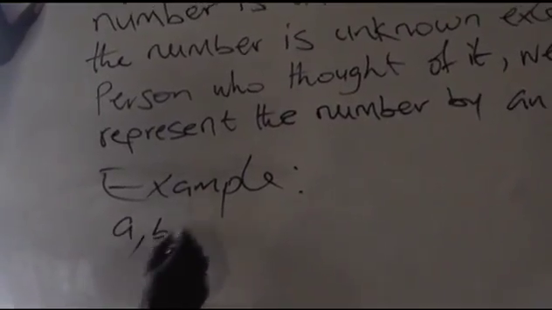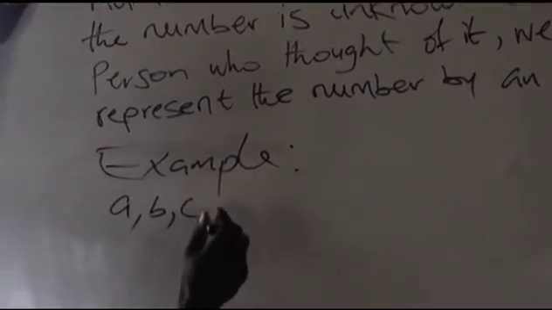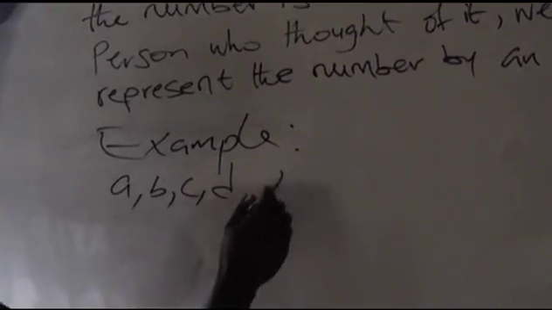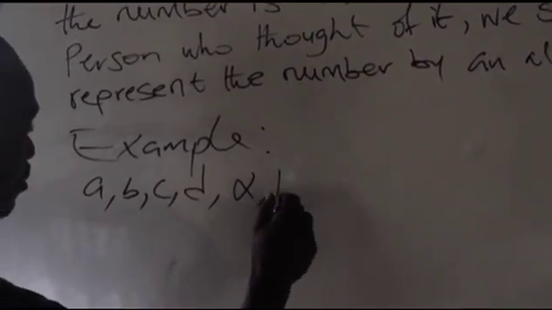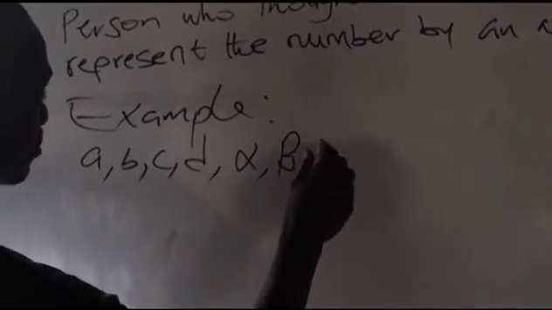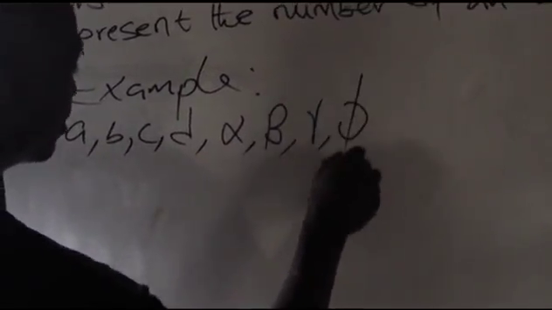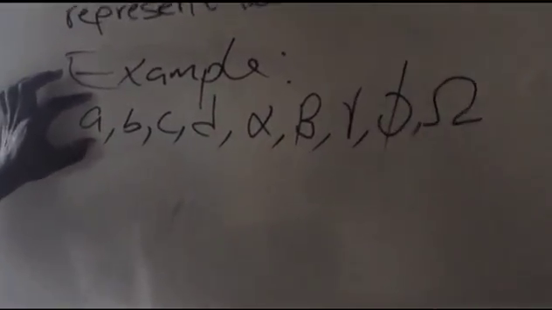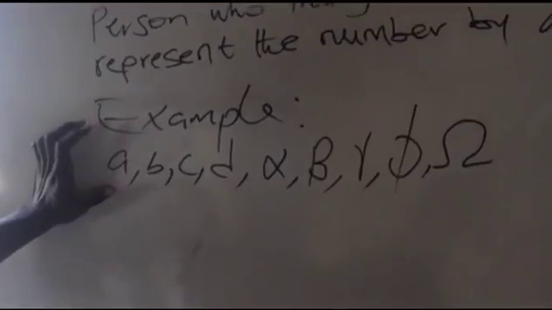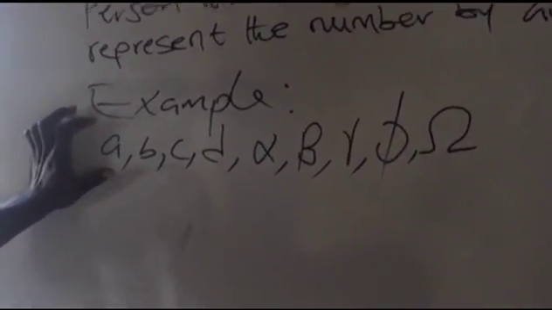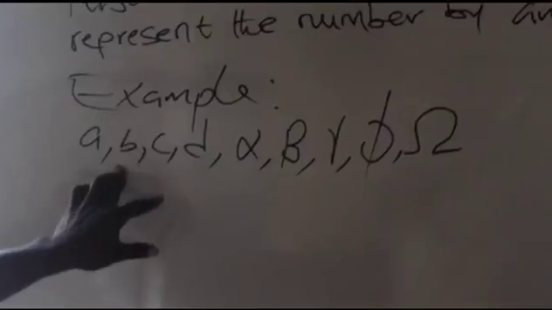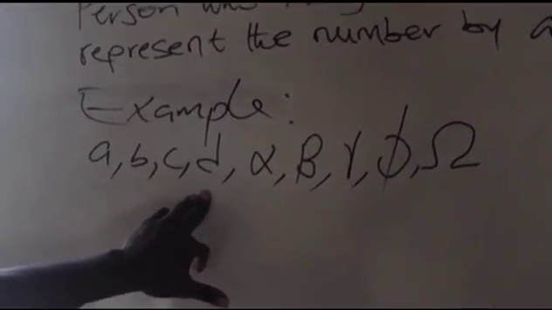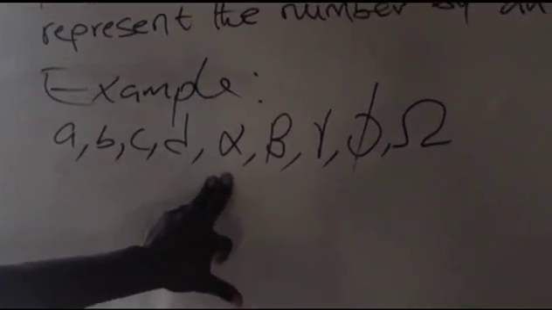A, B, C, D, alpha, beta, gamma, phi, omega. So these ones are known as constants. Each of it represents a particular number that cannot change. First of all, a constant is a number that cannot change. And here, one of these things now represents a particular number that cannot change. That's why it's a constant.